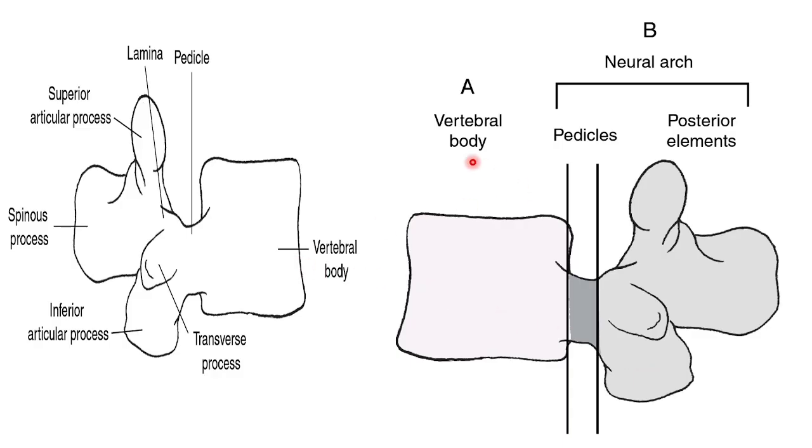So this is the part of a vertebral column, that is a typical vertebra. It includes your vertebral body and the neural arch. So the entire typical vertebra is classified into two parts, the vertebral body and the neural arch. The neural arch is further classified into pedicles and posterior elements. The posterior elements are again classified into lamina, transverse process, and spinous process. So all these processes.